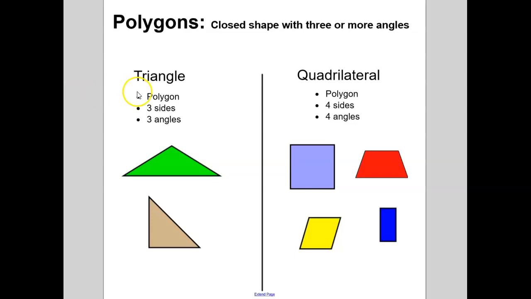A triangle is a polygon because it's a closed shape with 3 or more angles. And a triangle has 3 sides and 3 angles. Pause the video, please, and point to the sides and the angles on these triangles. You're right. This triangle has 3 sides. Here are my line segments, 1, 2, 3, and this one does too. So I know it's a triangle because tri means 3. So it's just a polygon with 3 sides and 3 angles.